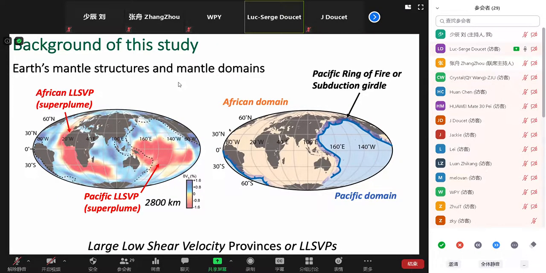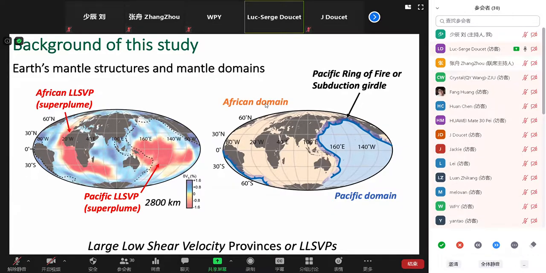So if you look at the Earth on the surface, we have the Pacific Ring of Fire, right? That's on the Pacific here, and this subduction girdle is bisecting the mantle in two domains. So on the right you have the Pacific domain, and on the left you have the African domain.